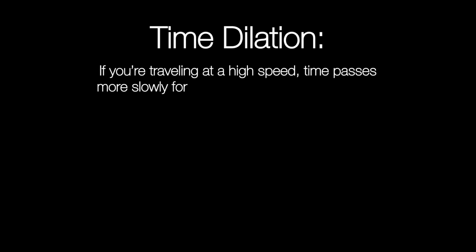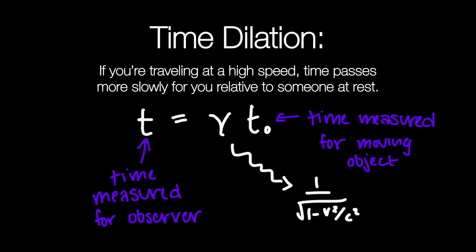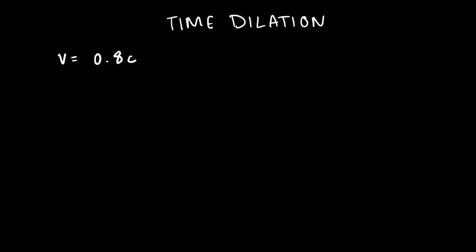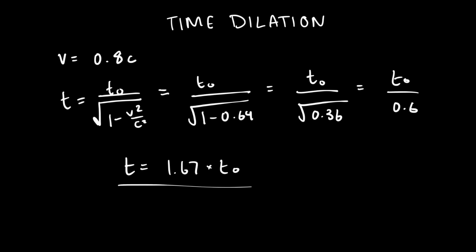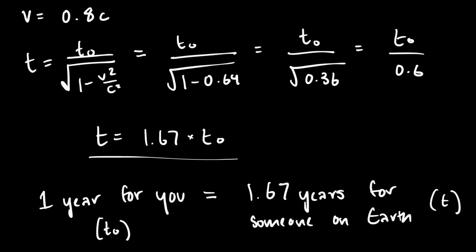If you're traveling at a high speed, time passes more slowly for you relative to someone at rest. The formula is T equals gamma T naught, where gamma is 1 over the square root of 1 minus v squared over c squared. So let's give an example. If you're traveling at 80% the speed of light, gamma is going to be 1.67. This means that 1 year for you would be 1.67 years for someone watching you on Earth.